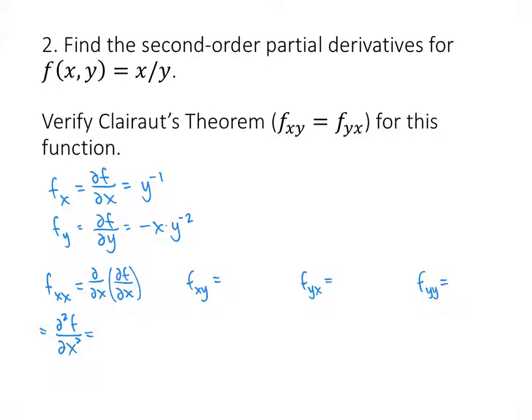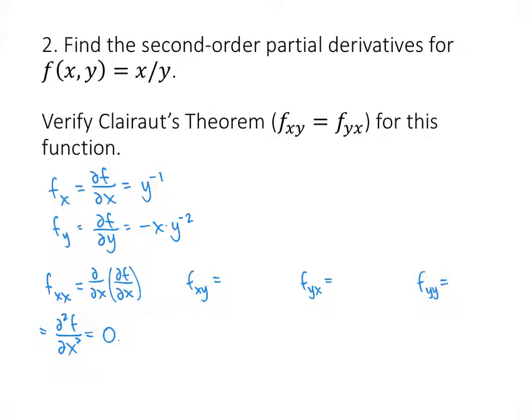Now the x partial derivative is y to the minus 1. And remember that taking the x partial derivative means that we're treating any variable other than x as if it's a constant. But that means that there are no x's in my x partial derivative, and so the derivative of y to the minus 1 is the same as the derivative of a constant, which is 0.